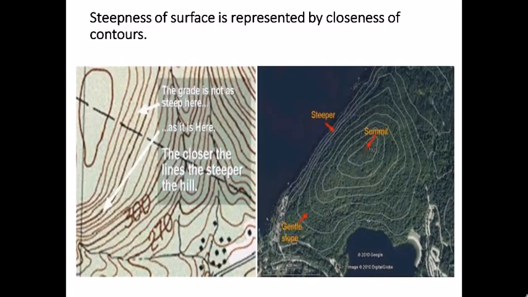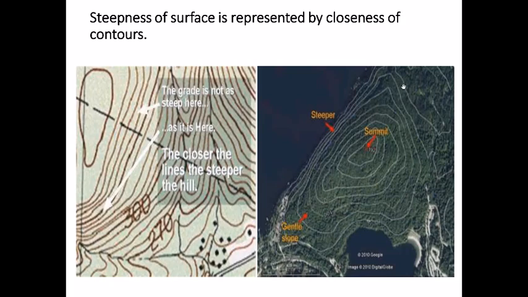So steepness of surface is represented by closeness of contours. If you see this contour map for this area, without these lines, that's just a picture taken from the satellite, and it doesn't tell you much about how the elevations are changing, because it is taken from the top, and from the top it's difficult to judge the elevation of the land. So that is why on the same picture taken by the satellite, we introduce these contour lines that can give a 3D picture of the same area.